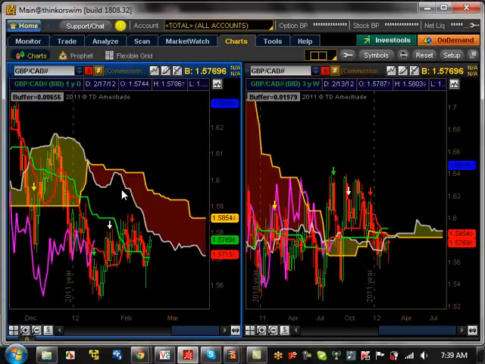Pound CAD, really nothing going on, just consolidating. 58.54 is basically the resistance level. Support level is going to be 57.15.